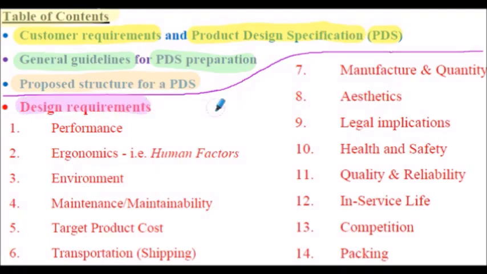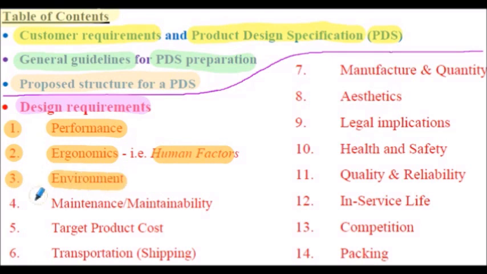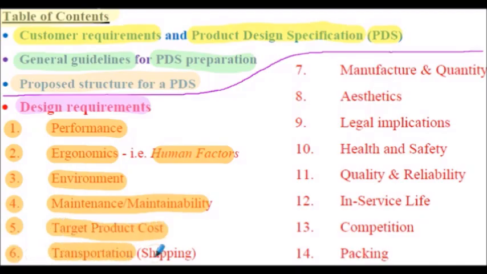In this section, we outline a whole raft of design criteria which could be included depending on the product or the system under consideration. There is no specific order, but we commence with the performance requirements for our product, process or service. Then we have ergonomics, human factors. 3, concerns environmental issues. 4, maintenance, maintainability. 5, target product cost. 6, transportation, that's referred to as shipping. 7, manufacture and the quantity involved.